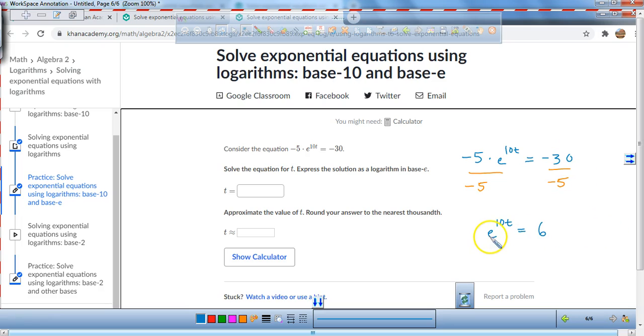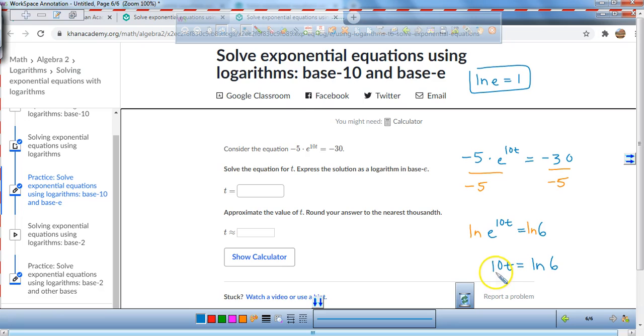Now, how do I get rid of this e? Because the natural log of e is equal to 1. That's super important. So we're going to apply the natural log to both sides, and that simply makes the e side equal to 1. We get 10t equals the natural log of 6.